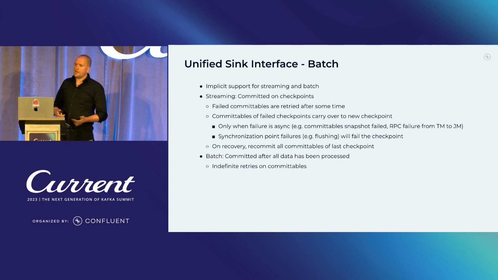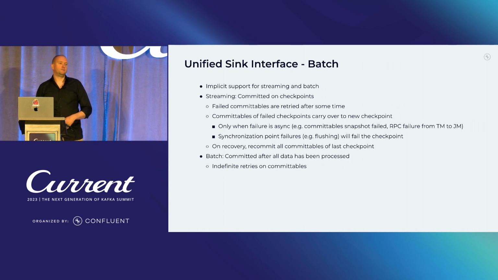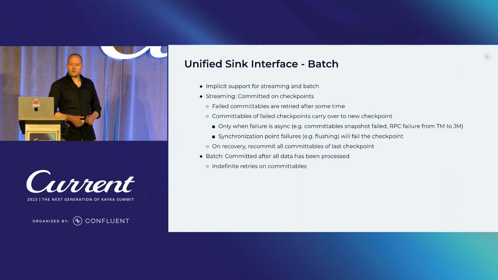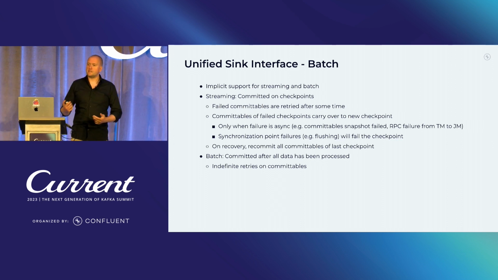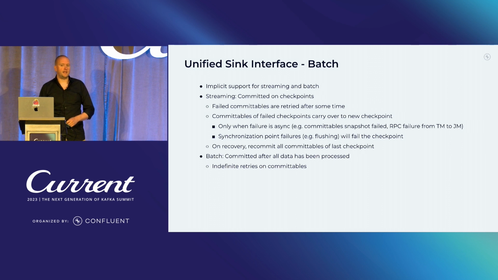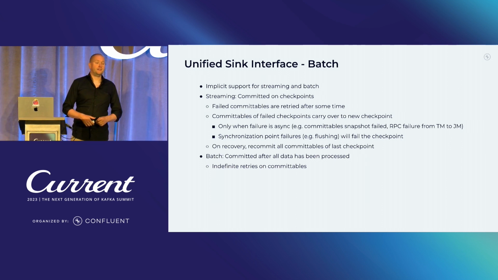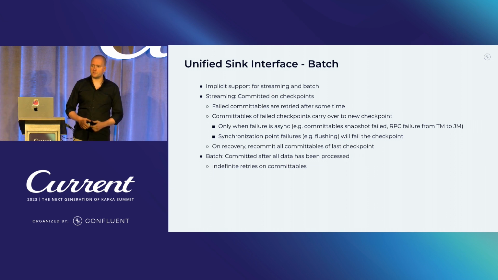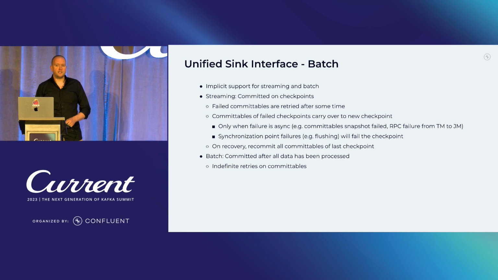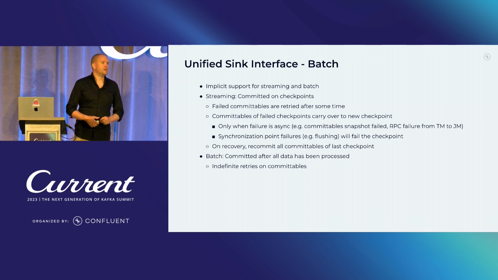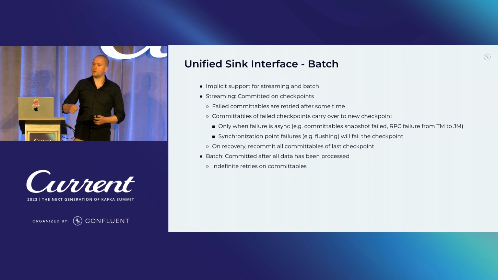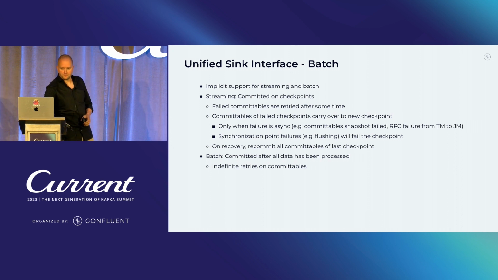If committables are failing, they will be retried in the next checkpoint, potentially infinitely until it actually succeeds. Those retries only happen in case the failure is asynchronous, like a remote procedure call that's failing between a task manager and a job manager. If there's actually something happening like a synchronization failure, like a flush, that would fail the checkpoint, of course. And depending on the configuration of your Flink job, that could also fail and restart your entire Flink job, and it would go back to a previously made snapshot that actually works. And when the job recovers, it will recommit all the committables in the last checkpoint.